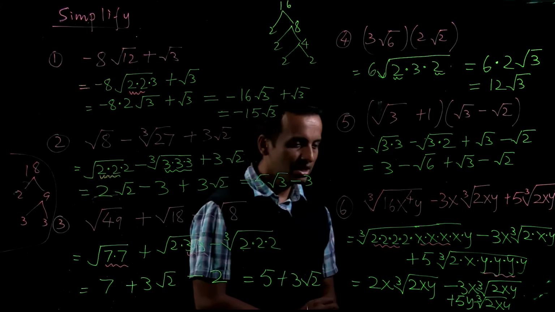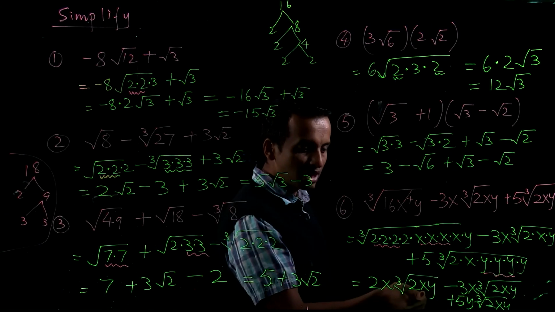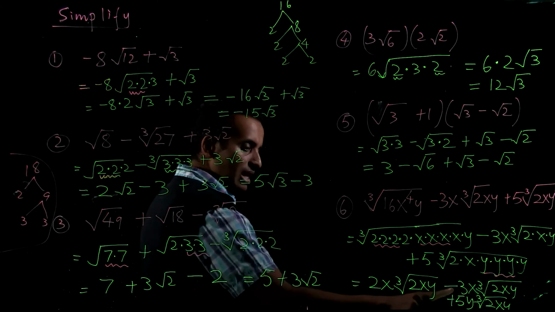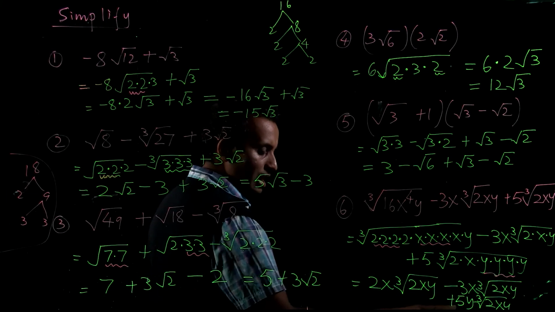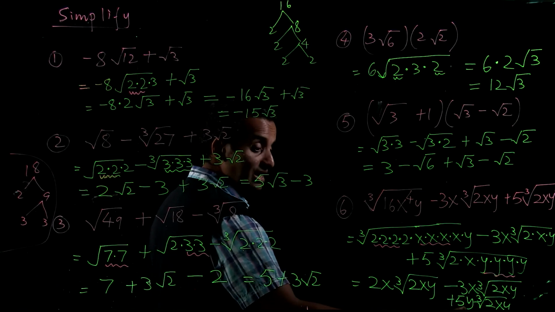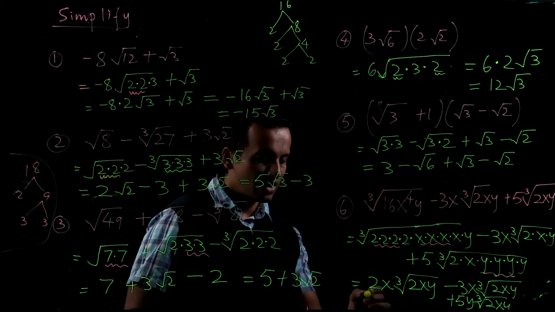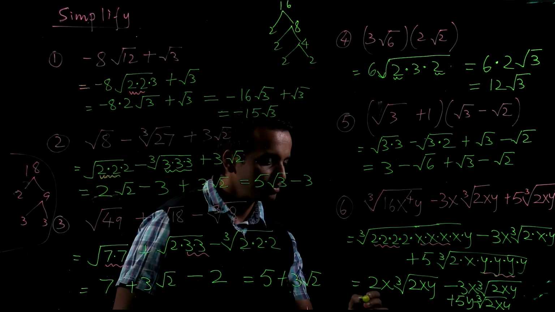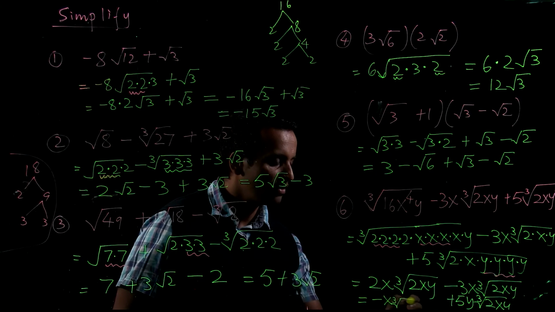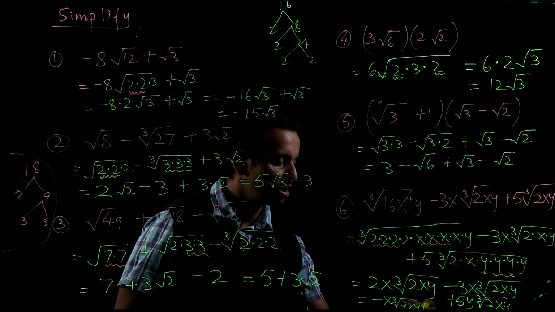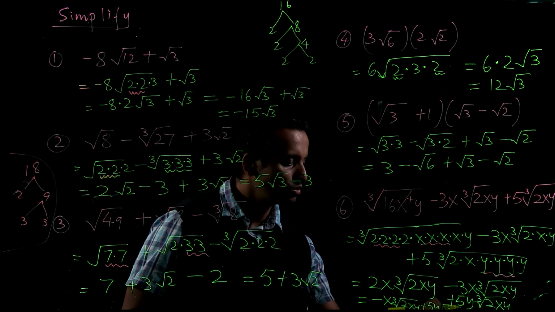2xy. Okay, so can you add or subtract? Because there is 2x cube root of 2xy, and then minus 3x cube root of 2xy, but it has 5y, so this is unlike these two, right? So how do you write that? So your final answer will be negative x cube root of 2xy, and then plus 5y cube root of 2xy.